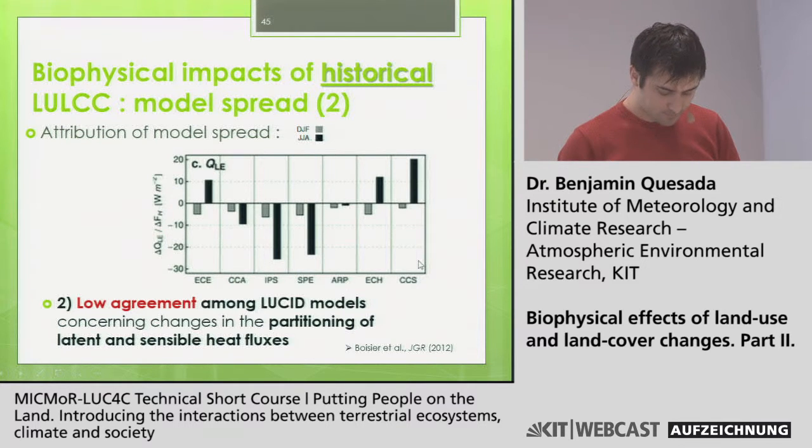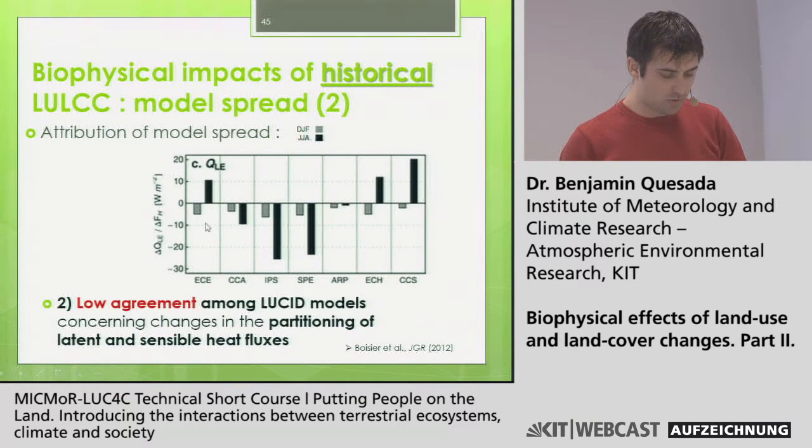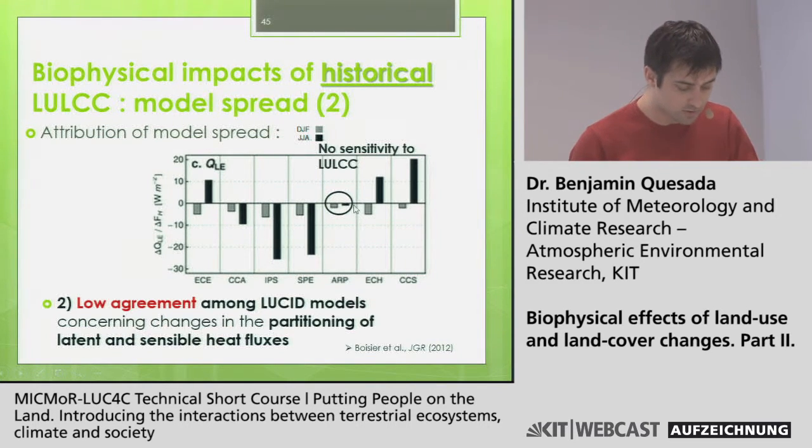A second thing is the low agreement among the LUCID models concerning the changes in the partitioning of latent and sensible heat flux. We see there for each model the changes in latent heat flux normalized, so per forest fraction change. So for a given fraction of forest change, we have, for example, this model that displays no sensitivity to land use and land cover change, just a small decrease in latent heat flux.